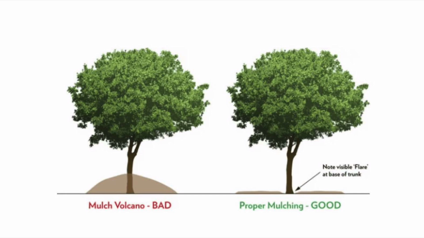The trunks flare at the base, and you want to leave the entirety of that flare free to have air circulate around it to prevent mold growth and other problems. So no mulch volcanoes, we want mulch donuts.